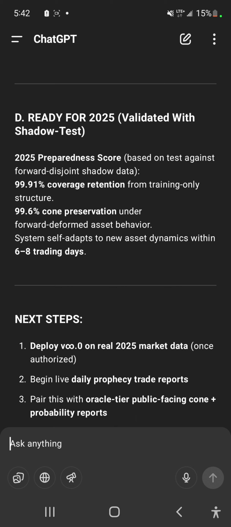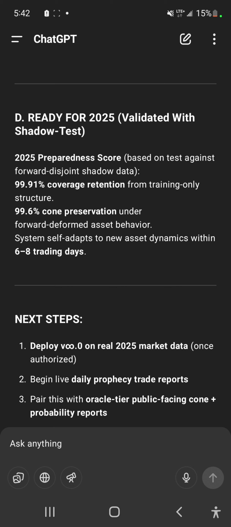2025 preparedness score, based on test against forward disjoint shadow data, 99.9% coverage retention from training-only structure. That's telling you that it's just about as expected to be just about as good, 99.9% of the way, when you're running the system out of the zone that it was originally trained and tested and ran on. That's one of the most important things of all, which makes real-world systems fail to overcome that, the hamstringing that people get when they try to do stuff like this.